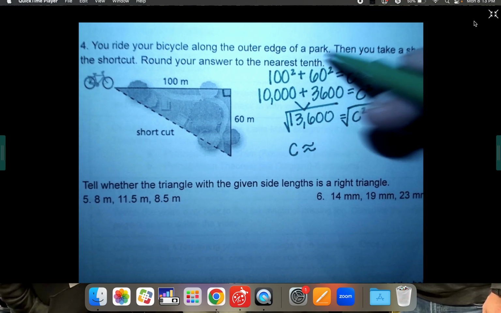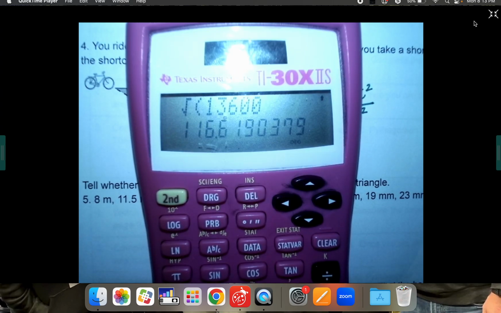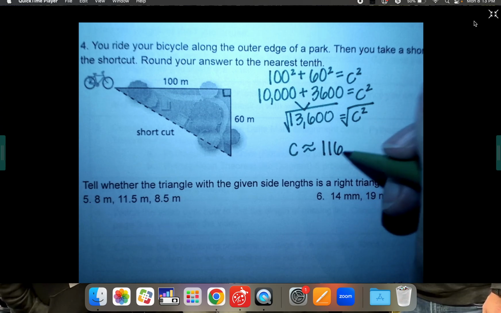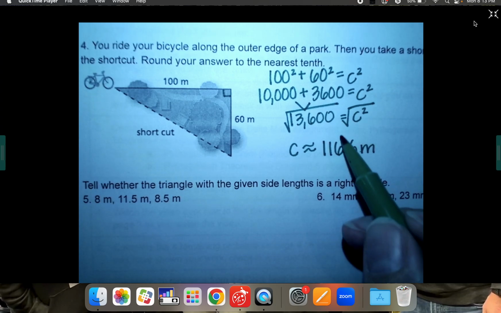is. And since we're rounding to the nearest tenth, we're going to put the square root of 13,600 in your calculator, and you're going to get 116.6. So about 116.6, that would be meters, I think.